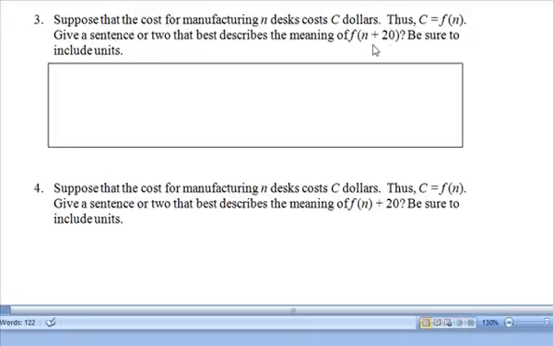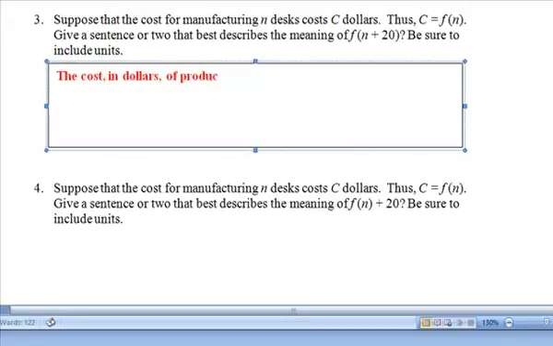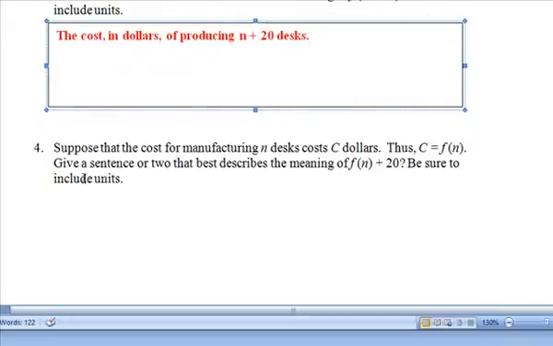Notice that the n plus 20 is inside the parentheses, which makes it the input. The input to this function is number of desks, so n plus 20 is the number of desks. When we put that into f, then we get the cost for n plus 20 desks in dollars. So there's a few different ways we could say this. We could say the cost in dollars of producing or manufacturing n plus 20 desks. So it's important that we pay attention to our inputs and outputs.